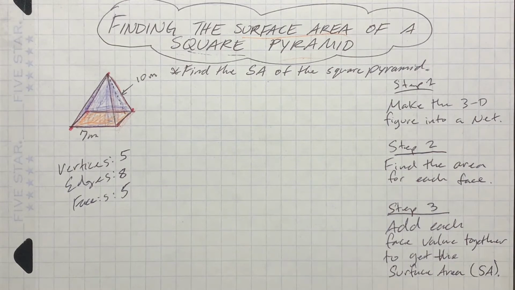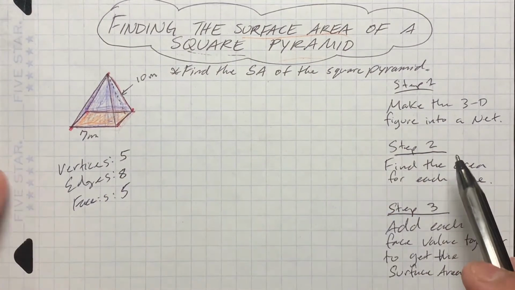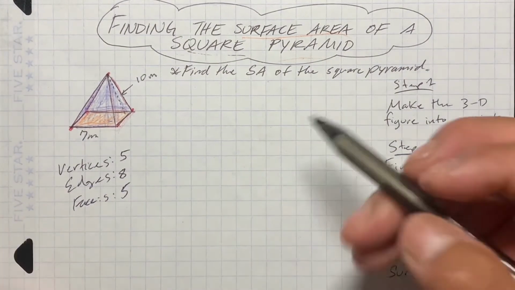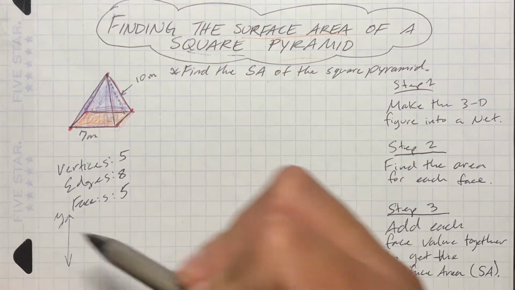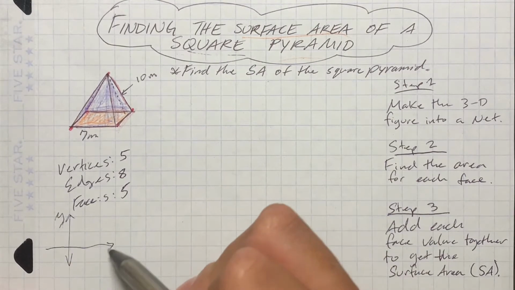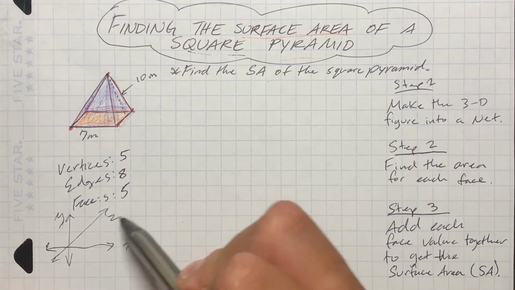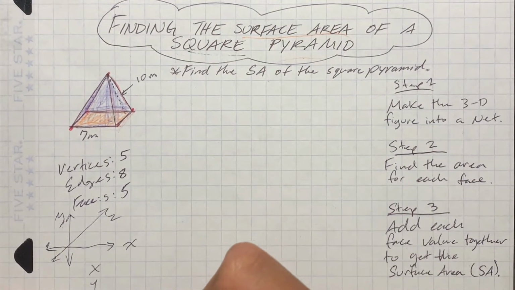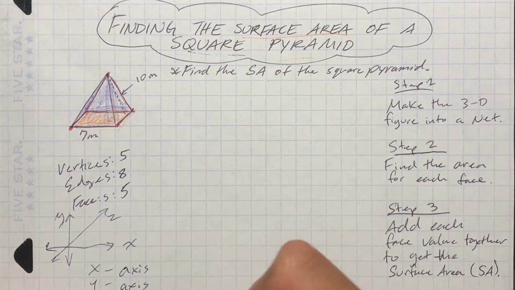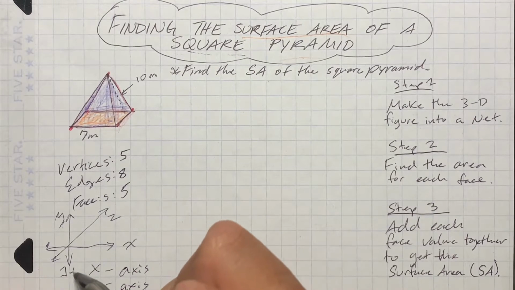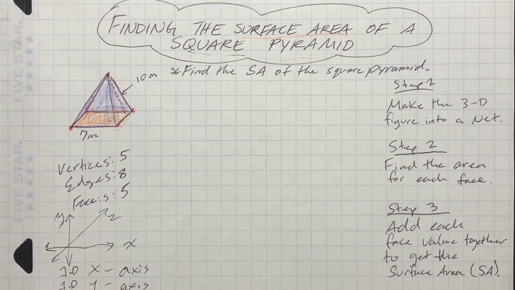Now what we're going to do is we're going to take this three-dimensional square pyramid and we're going to make it into a net. Okay, so again, three-dimensional. One dimension is the y-axis. Another dimension is the x-axis. The third dimension is the z-axis, xyz. Okay, x, y, z. So these axes again, they're all one-dimensional.